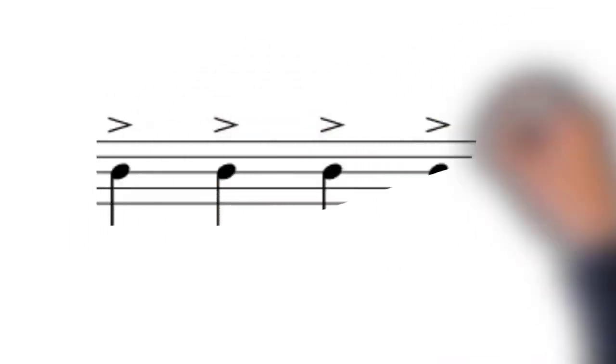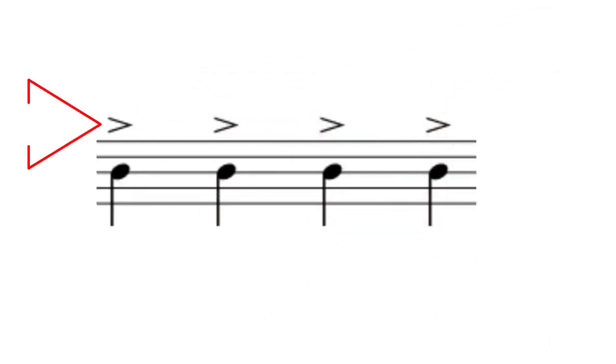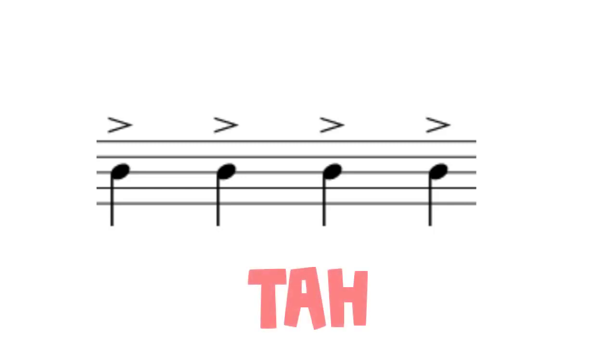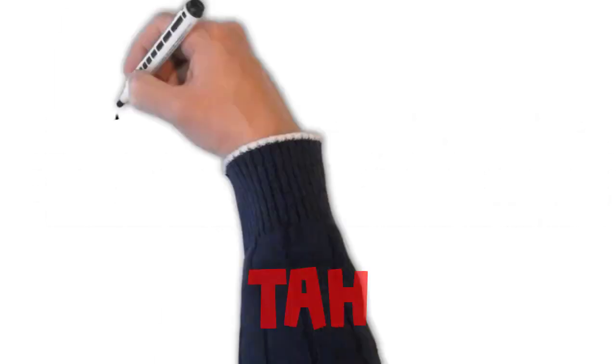Next, we have the accent, or as some people call it, the short accent. In this situation, we're going to have an attack and decay throughout the note. Think of this as trying to emulate a bell tone. In this situation, the performer would use a TAH, ta attack.